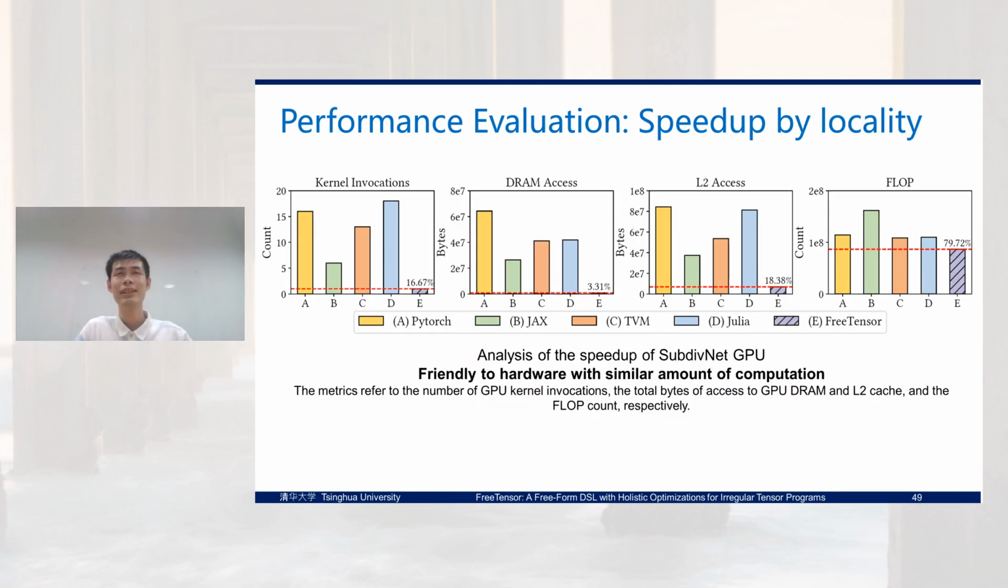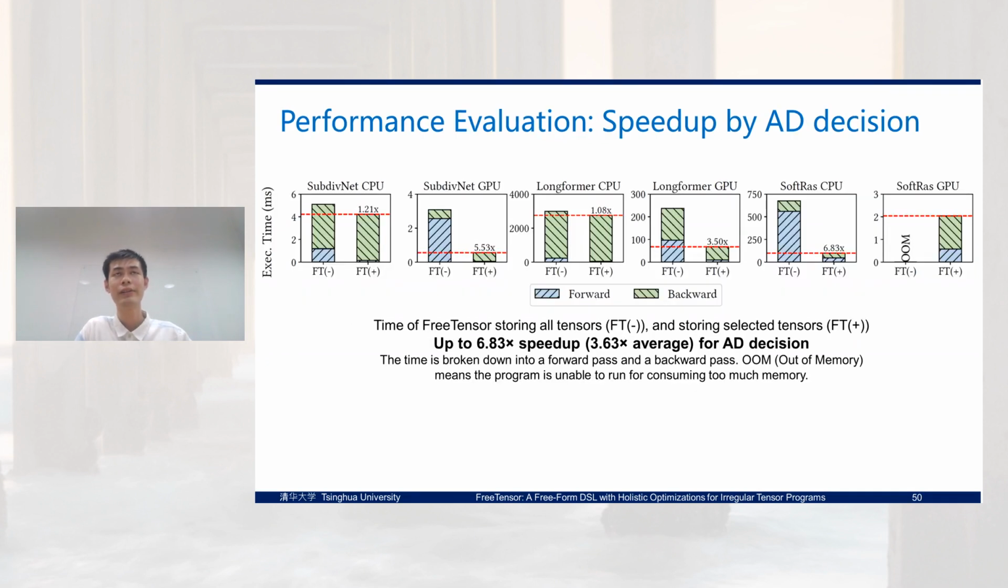We further analyze the reason of our speedup. Experiment shows with a similar amount of computation, FreeTensor can significantly reduce the number of GPU kernels and GPU memory access. Finally, we analyze the performance of AD. Comparing with storing all intermediate variables, our strategy contributes to up to 6.83-fold speedup.